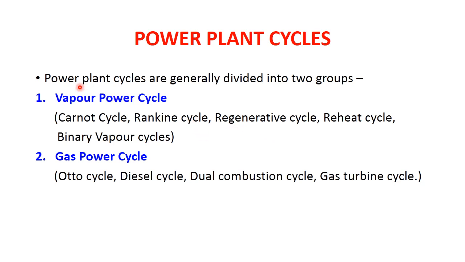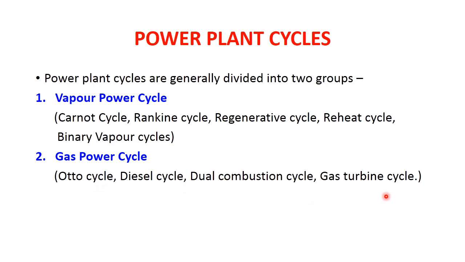Power plant cycles are generally divided into two groups. First is the vapor power cycle and second is the gas power cycle. In the vapor power cycle, you will find the Carnot cycle, then the Rankine cycle, the regenerative cycle, the reheat cycle, and binary vapor cycles. And the gas power cycles are nothing but the working of the IC engine: the Otto cycle, the diesel cycle, the dual combustion cycle, and the gas turbine cycle.